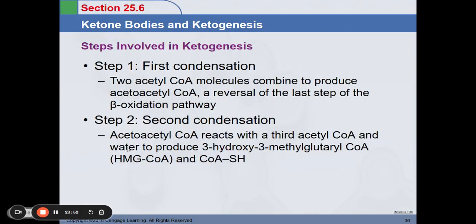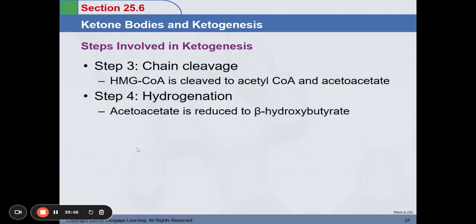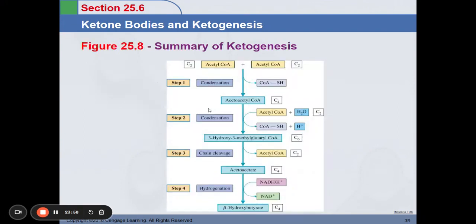So there are steps involved in ketogenesis. We have condensation, second condensation, and chain cleavage, and also hydrogenation. So this is the process of your ketogenesis. Your C2, or carbon 2, we have the acetyl-CoA plus acetyl-CoA. It will be combined through a process of condensation. It will be condensed with an enzyme, CoASH, and then it will be converted into acetoacetyl-CoA or C4.